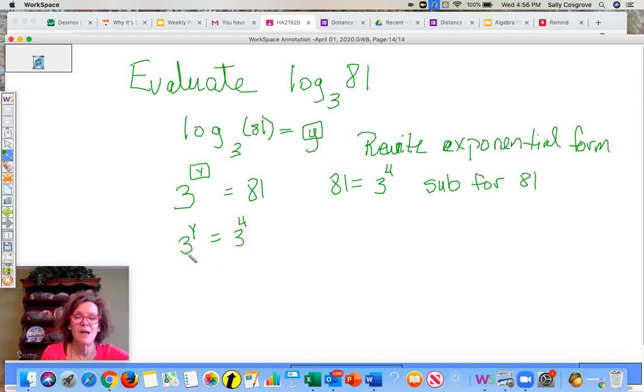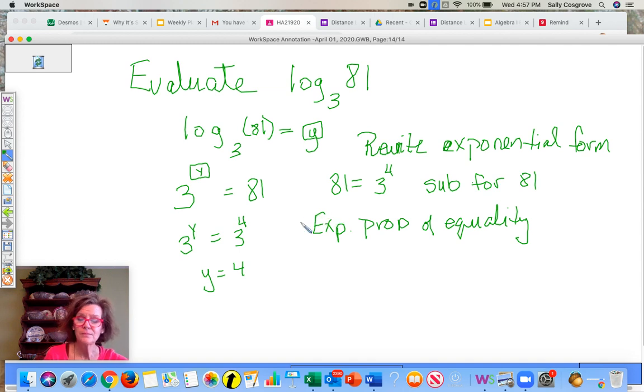And now guess what? My bases are the same. So now I can set my exponents equal to each other. That's my exponential property of equality: if b to the x equals b to the y, then x equals y. So if 3 to the y equals 3 to the 4, then y equals 4. And it does. That is one example.